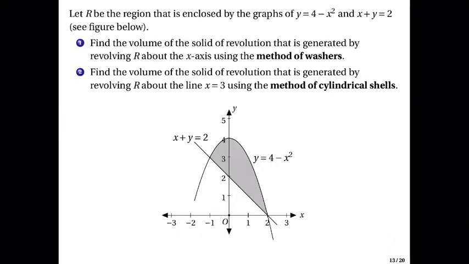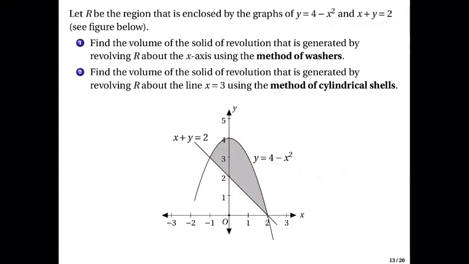So for our next problem, let R be the region that is enclosed by the graphs of y equals 4 minus x squared and x plus y equals 2. So this is the figure. So we have the parabola here, which is y equals 4 minus x squared, and we have this line here, which is x plus y equals 2.